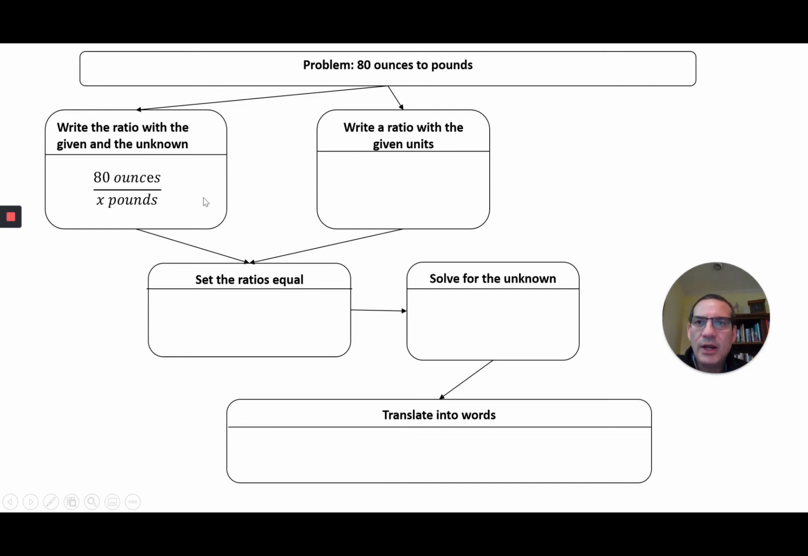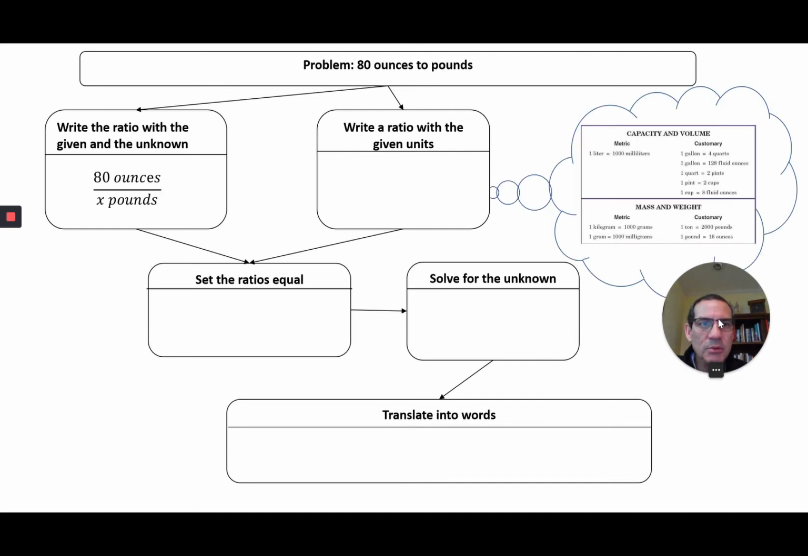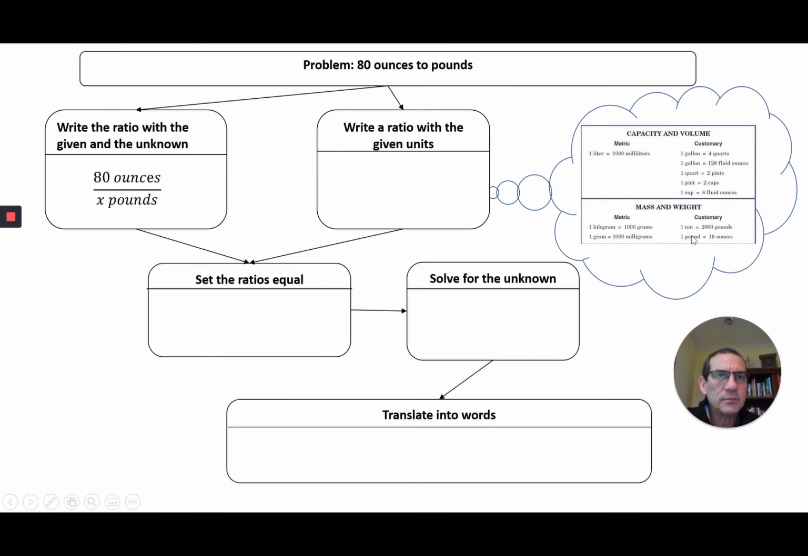Now we need to figure out what is the relationship between those two. What is the relationship between ounces and pounds? For this, most likely you're going to have to show some type of conversion table, where the students may have multiple and they have to look, or they can search it on the internet. So this is a small example of one table. So here we have the relationship between pounds and ounces: 1 pound is 16 ounces.